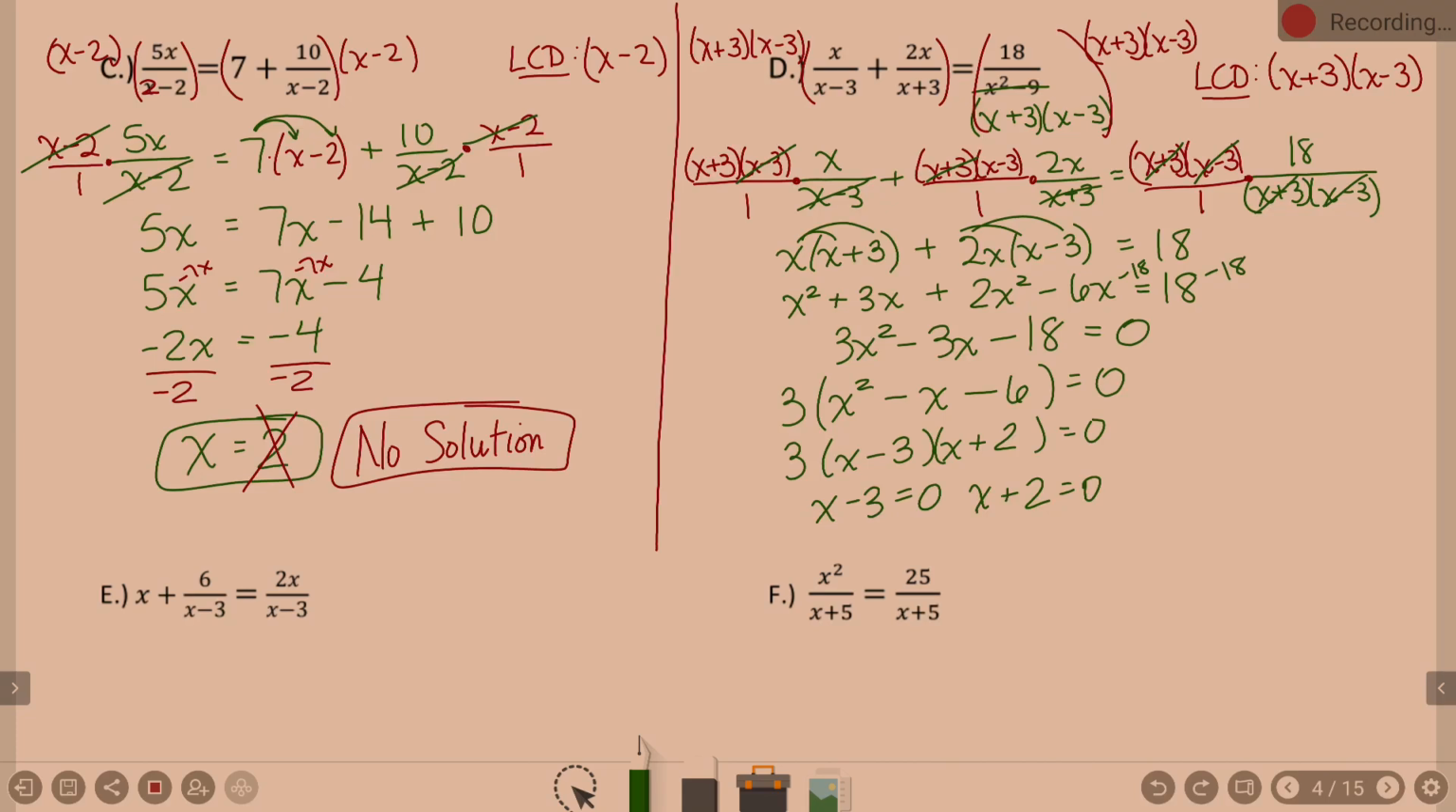What about this 3? Do I need to set it equal to 0? No, there's no x in it. 3 can't equal 0, so you don't have to worry about that. So x minus 3 equals 0, x plus 2 equals 0. What do I get as answers? Negative 2, positive 3.